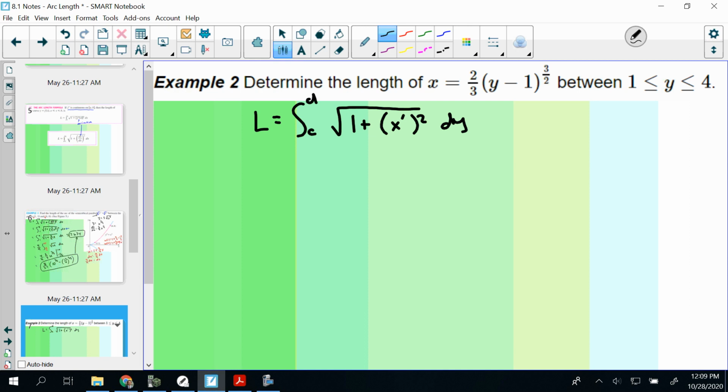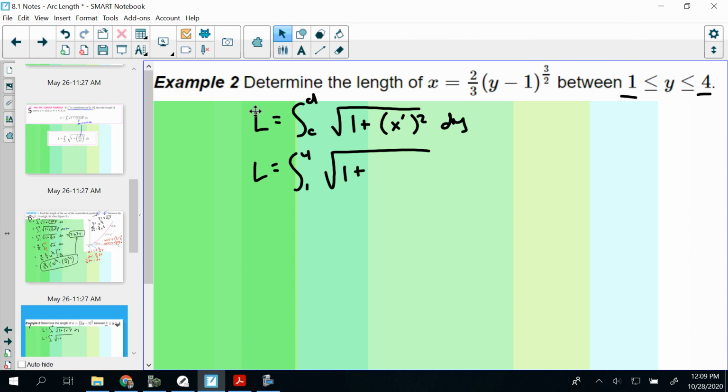So let's see if we can find that. This arc length here should be between 1 and 4. It's going to be the square root of 1 plus, we need our derivative here. So what is our derivative of this going to be?